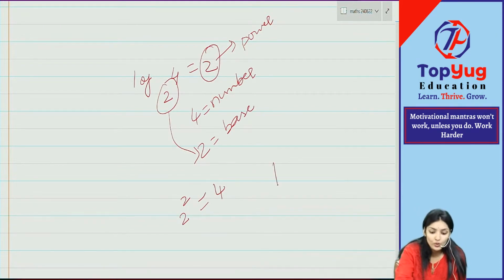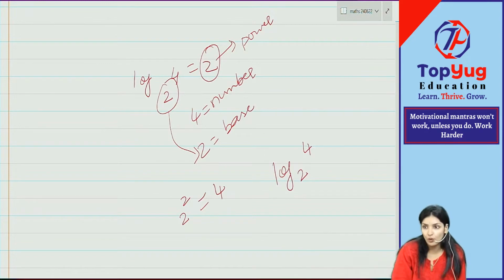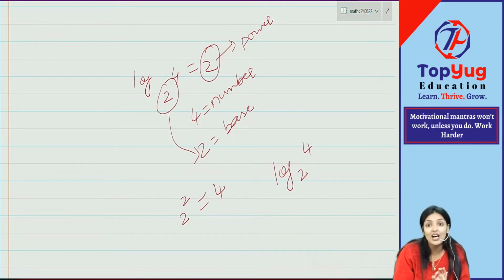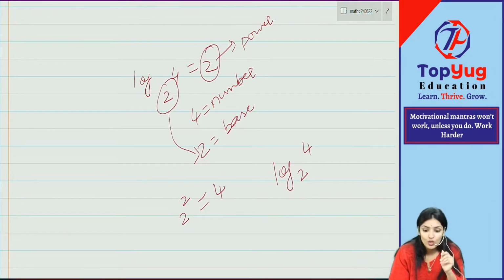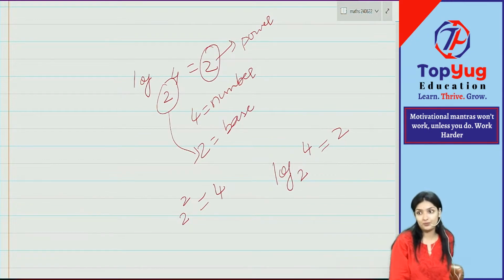Suppose you want to know what the power of 2 should be if the answer has to be 4. I repeat, what should be the power of 2 if the answer has to be 4? So what should be the power? 2. This pattern is known as logarithms.